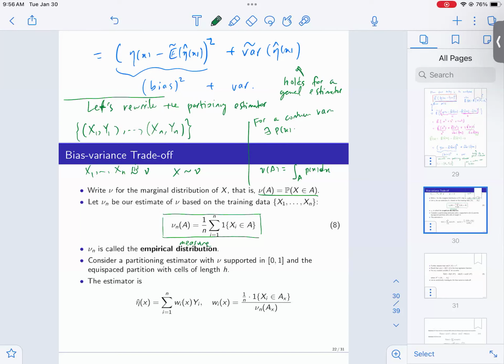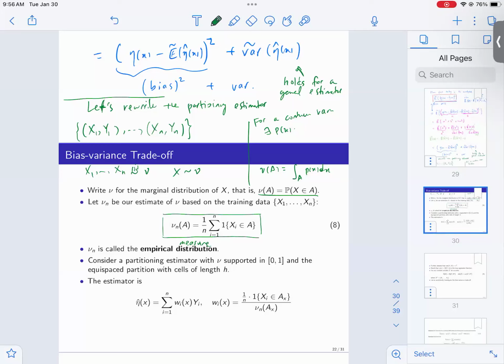And so that's what we're going to work with. That is the distribution of a random variable, the set function of the probability measure that assigns to every set the probability that X belongs to that set. And this is an approximation of that. This is the empirical version. Instead of the probability that the random variable belongs to A, if I have a training sample, this approximates that probability. You've seen this before, right?